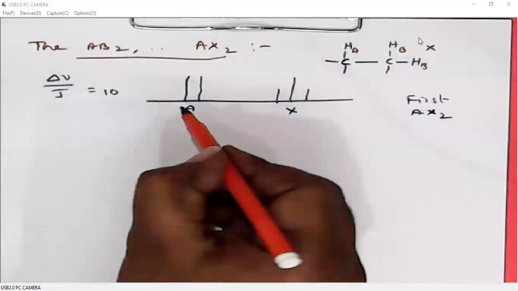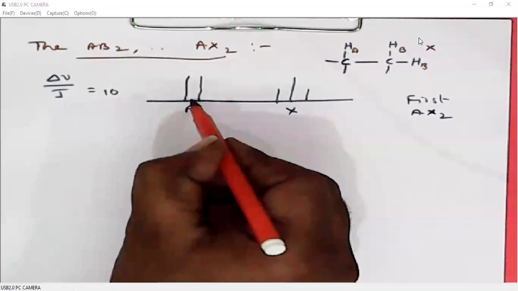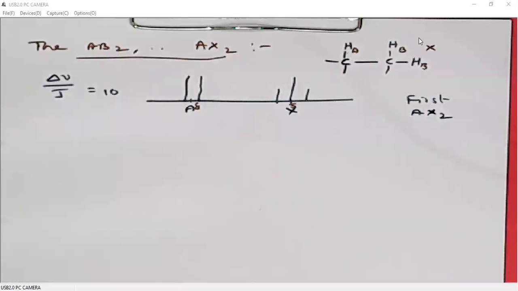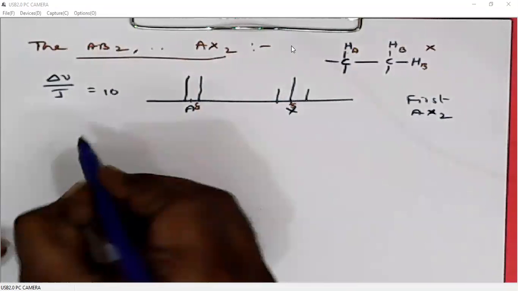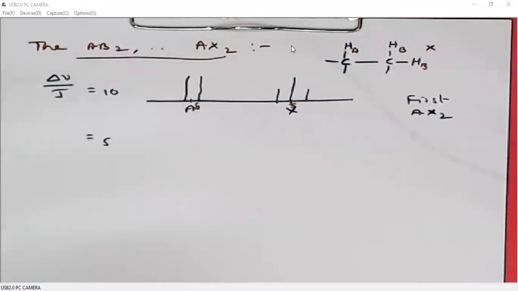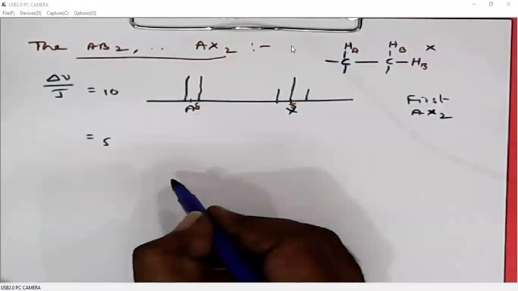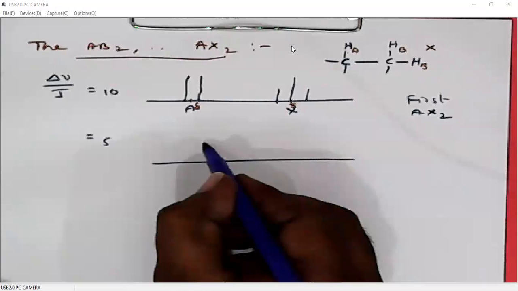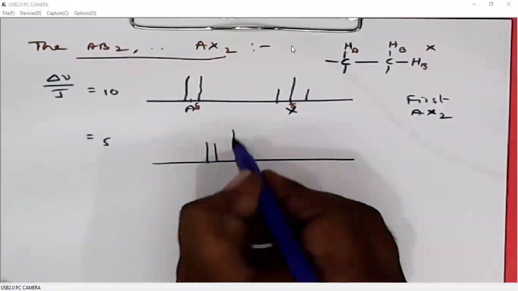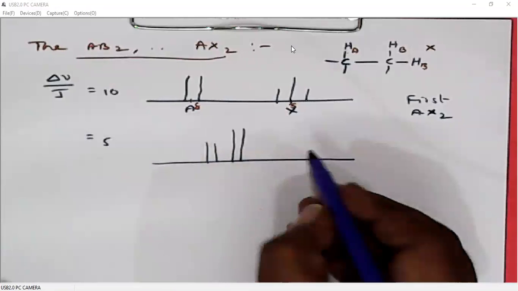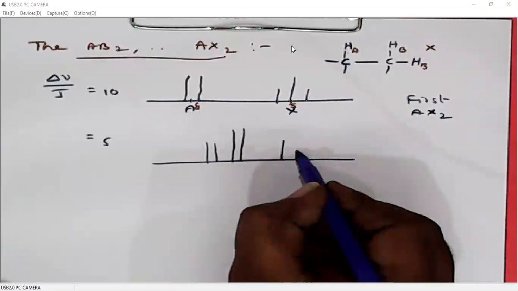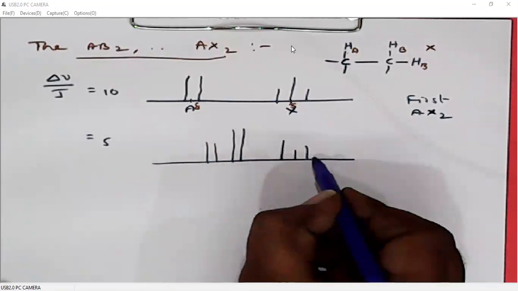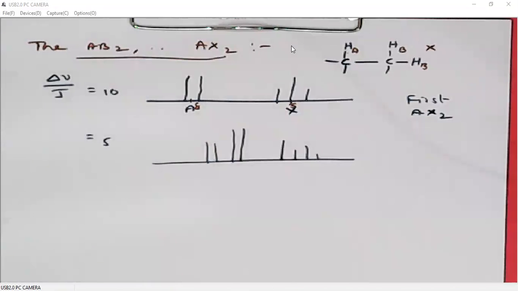How do we measure the delta? Delta will be the middle of the peak. In this case, it is the middle of the peak. Right. When we decrease the value of delta nu by J to 5, then what will happen? It becomes a little bit complex. The multiplet becomes a little bit complex. We cannot expect the multiplicity based on the n plus 1 rule. It is a complex system which needs theoretical mathematical calculations to explain the splitting.